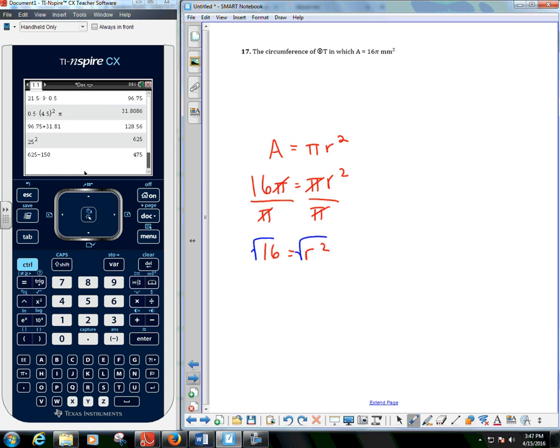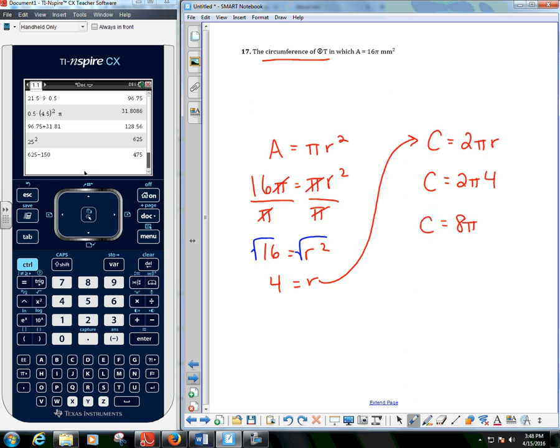The square root of r squared is r. The square root of 16 is plus or minus 4. When we're talking about distances, we're always going to choose the positive. We are not finished. The question asks for the circumference of circle T. So the circumference of a circle is 2 pi r. We've got to take this number and plug it in here. The circumference is going to be 2 times pi times 4, which means that my circumference is 8 pi.